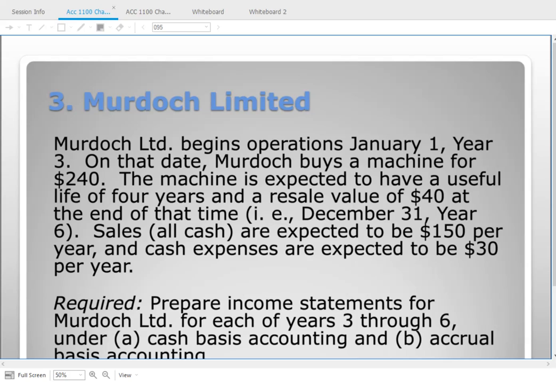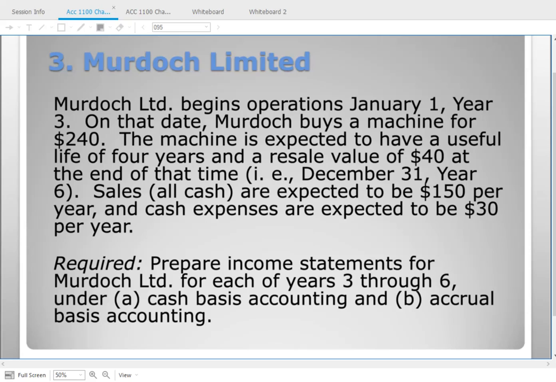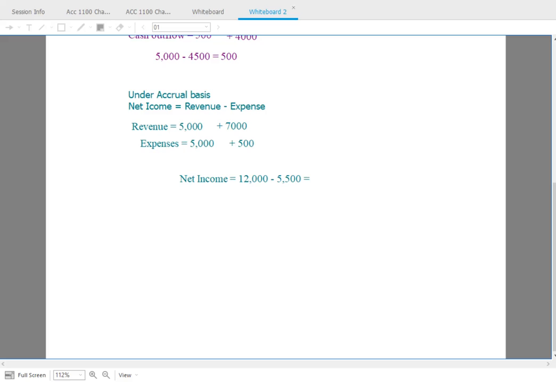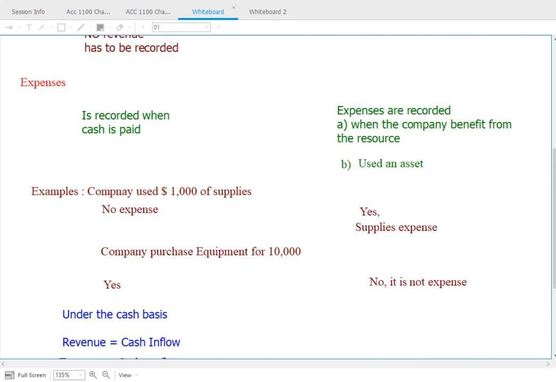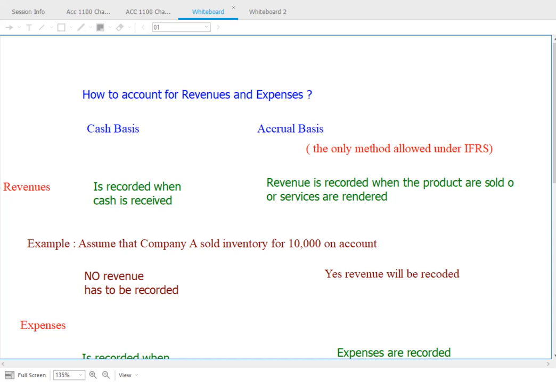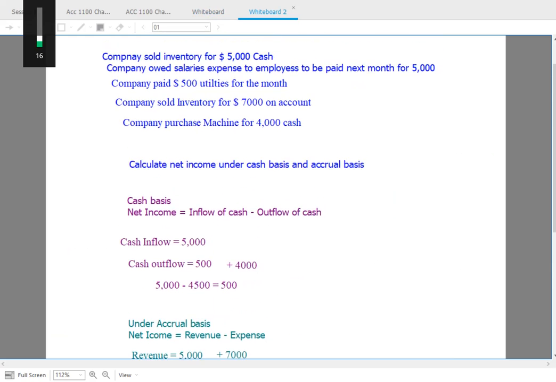The words useful life mean that every time we purchase a long-term asset, an asset that we expect to use for a long period of time, we estimate how long this asset will be useful. So when we buy the machine, we expect that this machine will be useful for 4 years. So we name that a useful life.